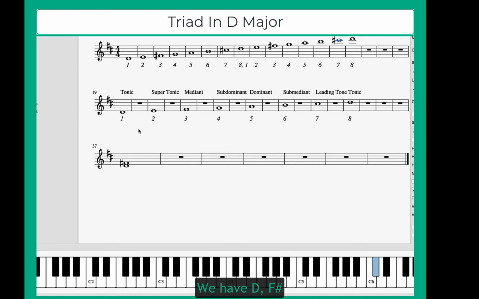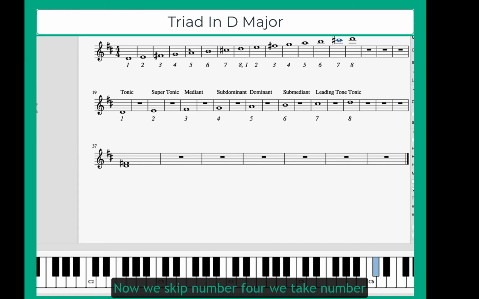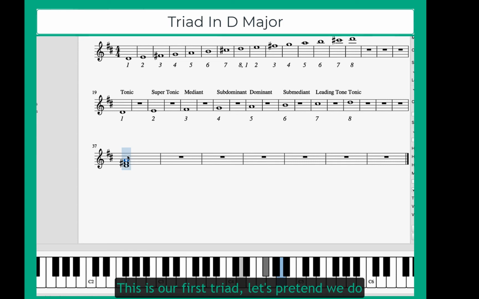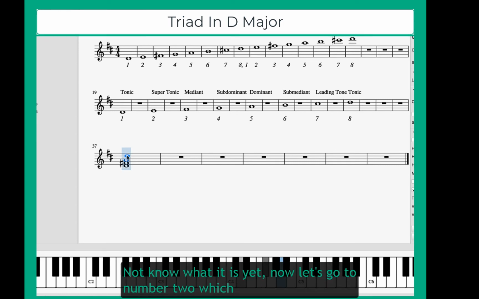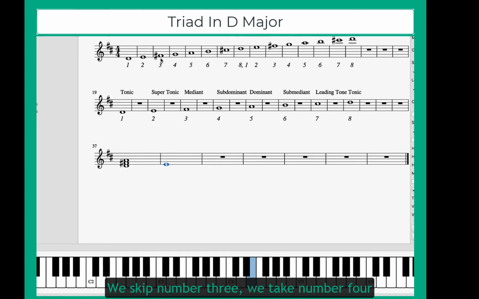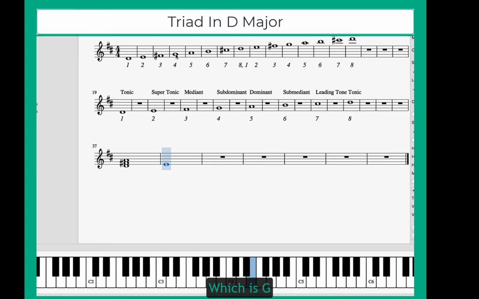Now we have D, F sharp. Now we skip number 4. We take number 5. Now we have D, F sharp, A. This is our first triad. Let's pretend we do not know what it is yet. Now let's go to number 2, which is E. We skip number 3, we take number 4, which is G. We skip number 5, we take 6, which is B.